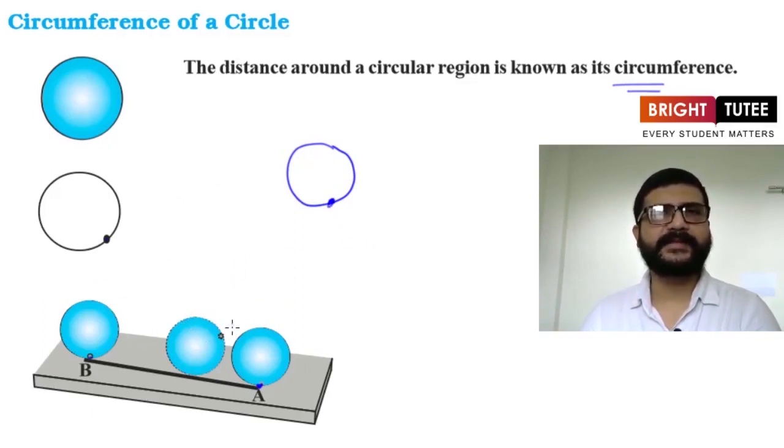Will it be possible always? No, it is not possible always. So what do we need? We need a formula for finding circumference of a circle. Now let's try to find what is the formula for circumference of a circle.